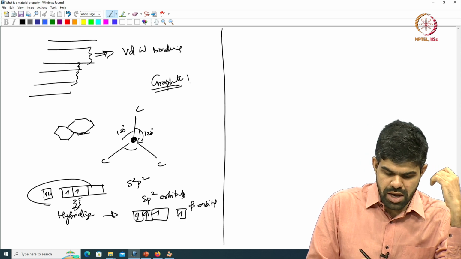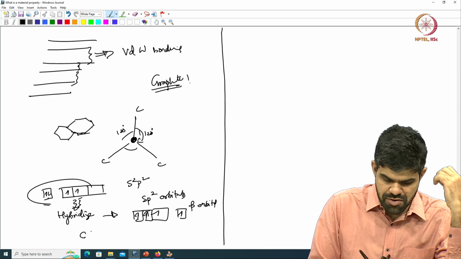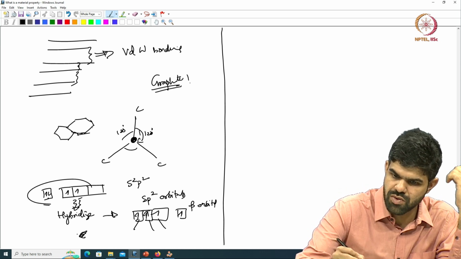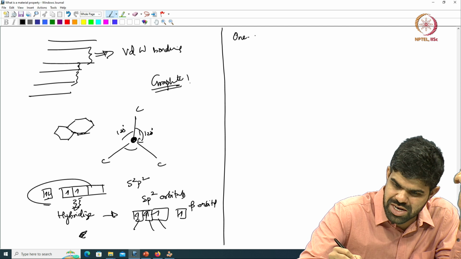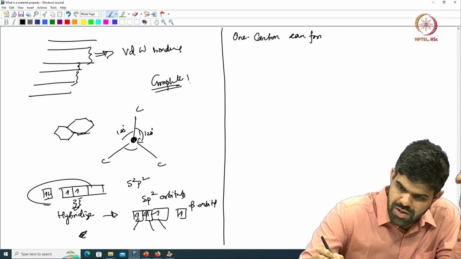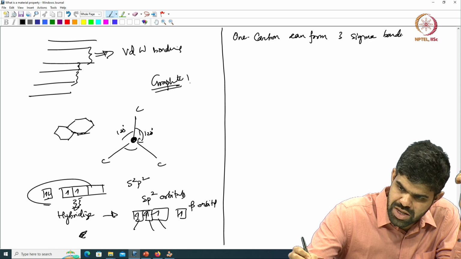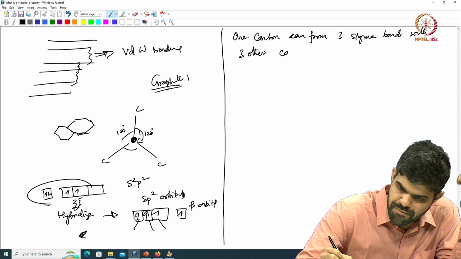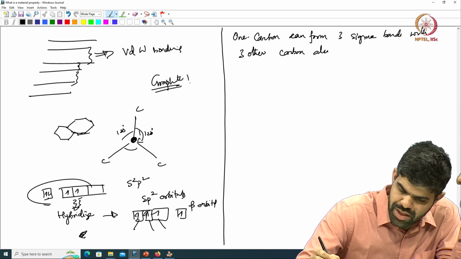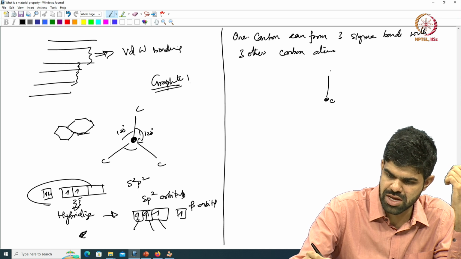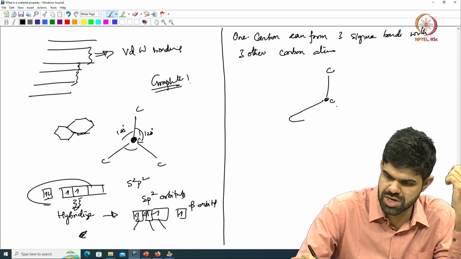Now, one carbon can form 3 bonds, called sigma bonds. This is all 10th standard chemistry. One carbon can form 3 sigma bonds with 3 other carbon atoms. So, those are these bonds essentially. I have one carbon, I have a sigma bond, another sigma bond, and another sigma bond.